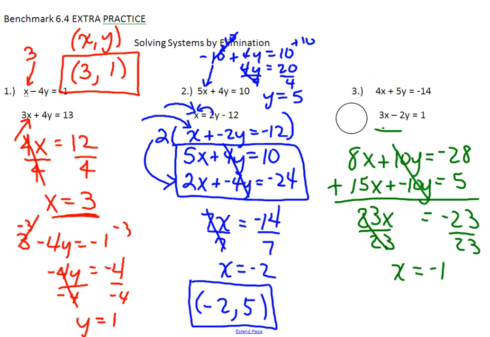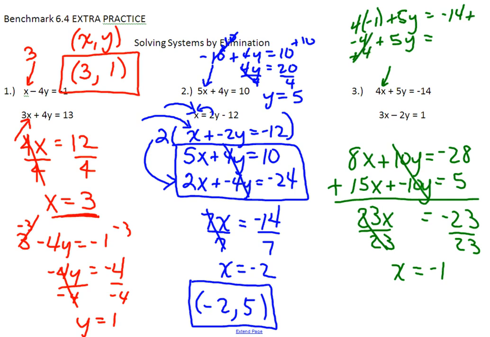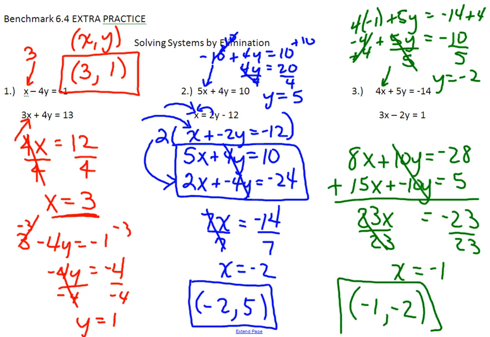I'm going to erase this. Plug in that -1 for one of the x's. There we go. So 4 times negative 1 plus 5y equals negative 14. So I take my 5y. This is negative 4 now. So if I add 4, I get negative 10. Divide by 5, I get y equals negative 2. So our final answer, negative 1, negative 2. Put a box around it.